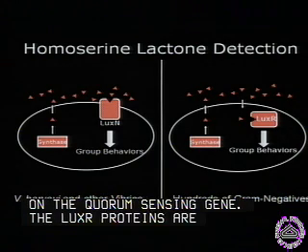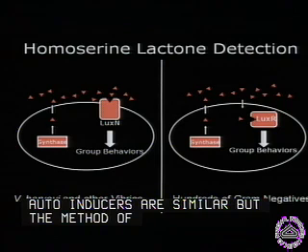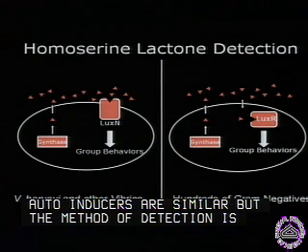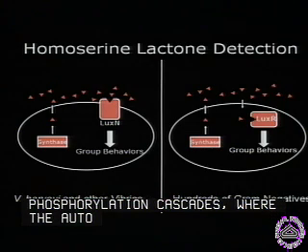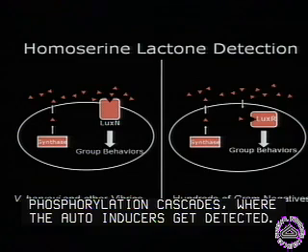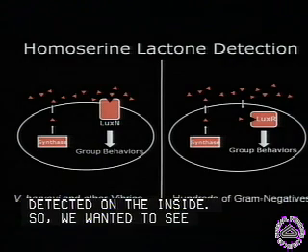Okay, so the autoinducers are similar, but the method of detection is different. One's a phosphorylation cascade, one's a transcription factor, and where the autoinducers get detected is also different. One set gets detected on the outside, and the other gets detected on the inside. And so we wanted to see if we could inhibit any of these systems.